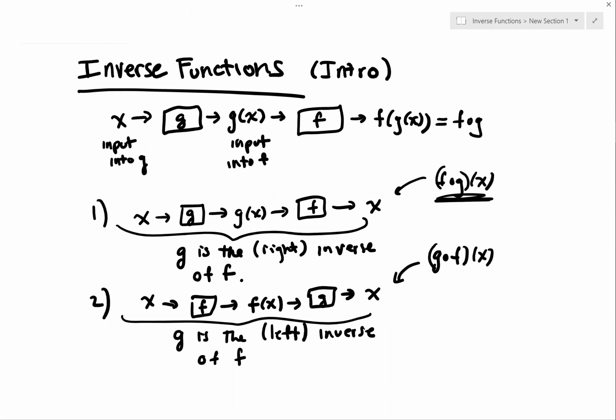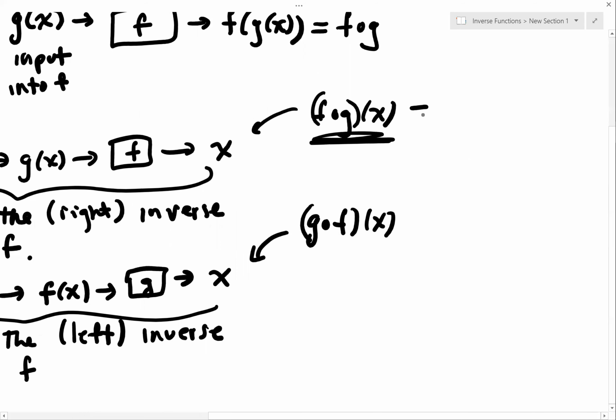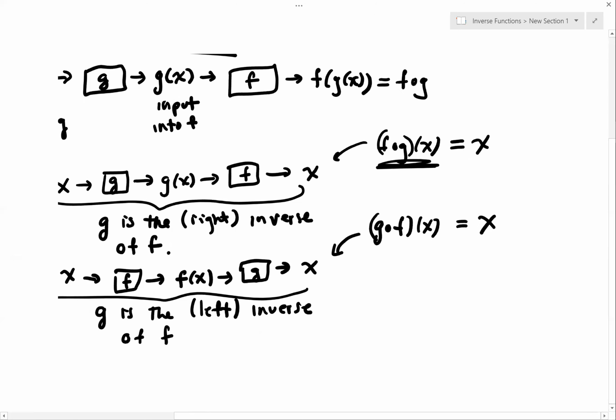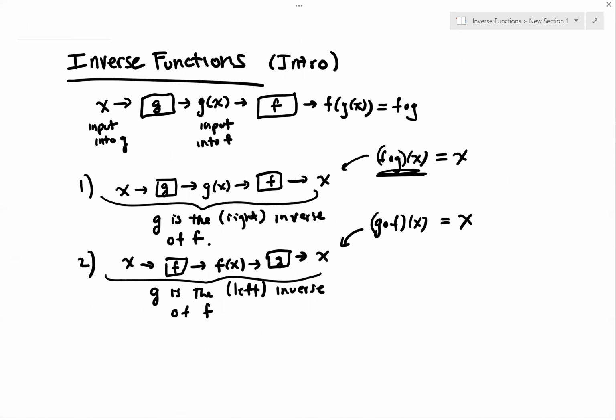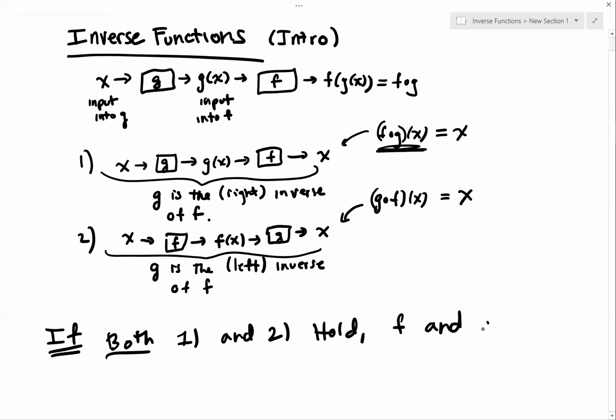So if both 1 and 2 hold, meaning no matter what order we compose them in, we always end up with the original input, then we say f and g are inverse functions. Big if, both 1 and 2 hold, f and g are inverse functions.